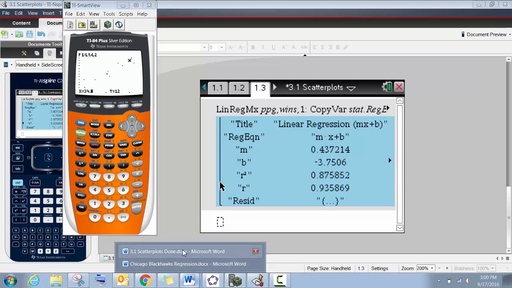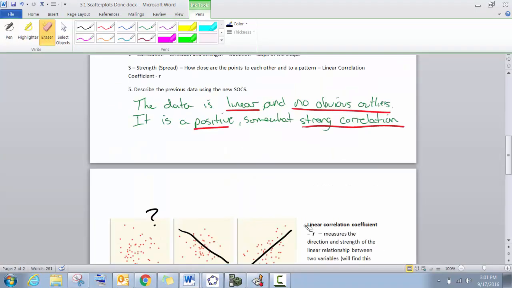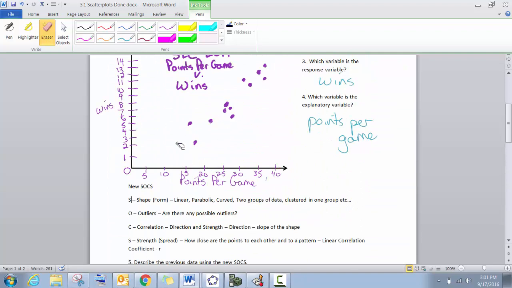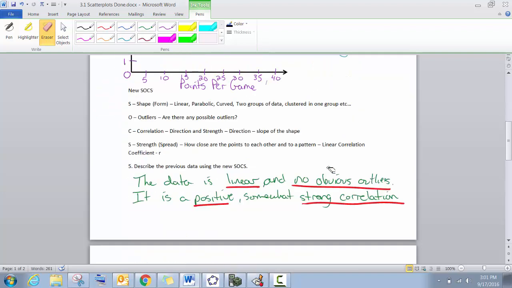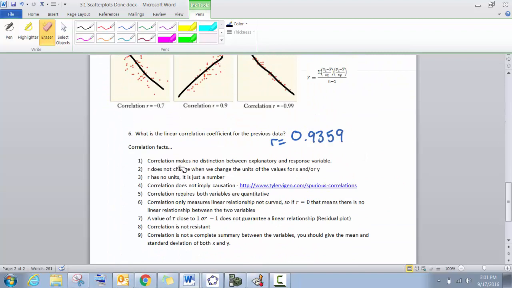So if we go back to our notes, linear correlation of 0.9359, well, it's positive, and this is going up. And 0.9359 means it's very strong. So these points are relatively close together, and that's what it's talking about. Now, correlation facts. Correlation makes no distinction between explanatory and response. It doesn't matter which is which.